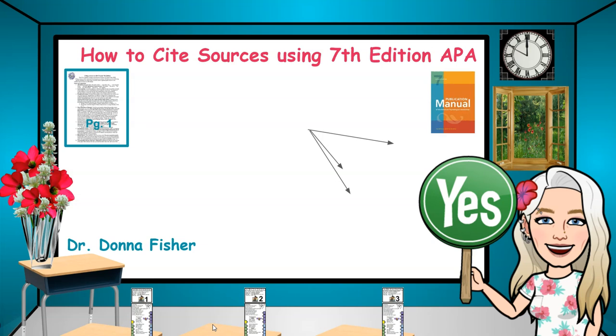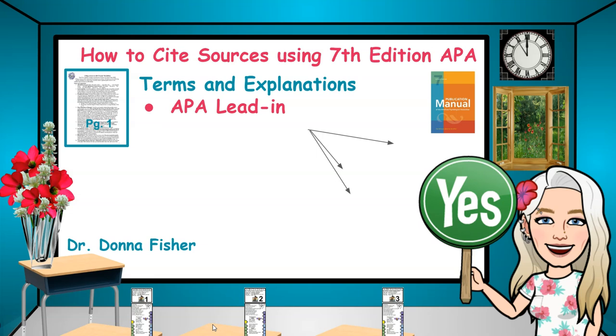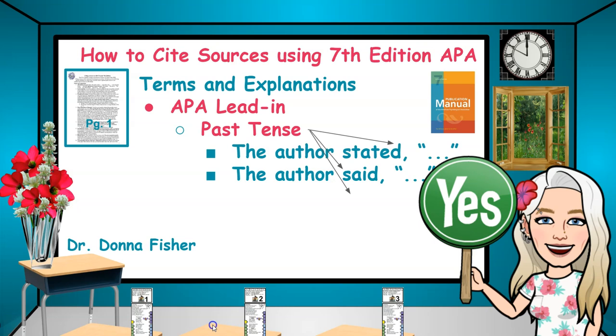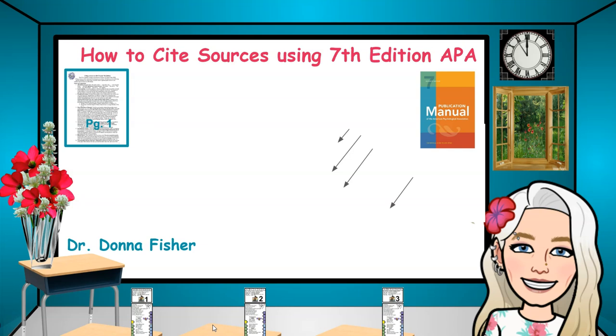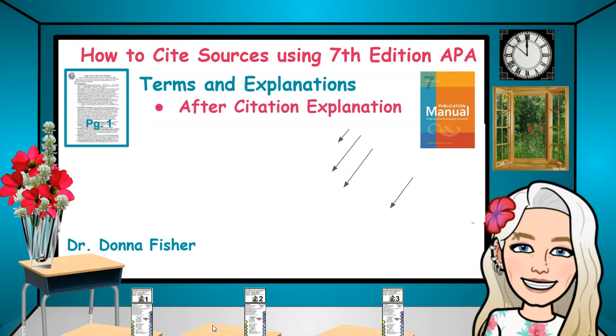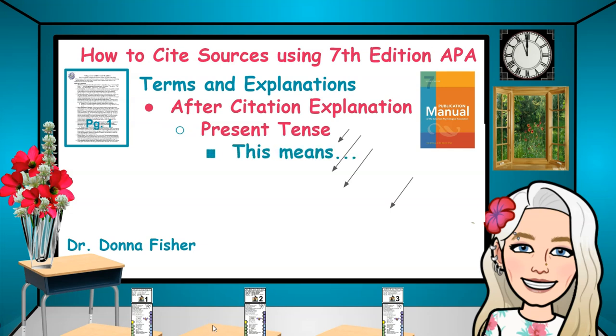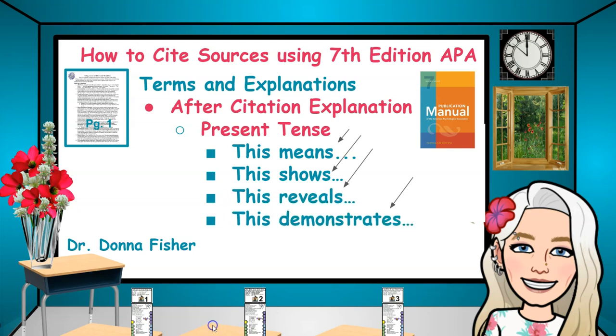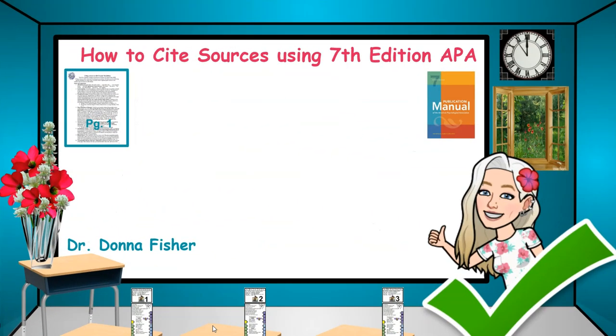Terms and explanations. APA lead-in uses past tense. For example, the author stated, the author said, the researcher found. Then the explanation is in present tense. After the citation, the explanation, how the quoted or paraphrased evidence proves or supports the main idea, is written in present tense. For example, this means, this shows, this reveals, this demonstrates, this proves, this suggests.